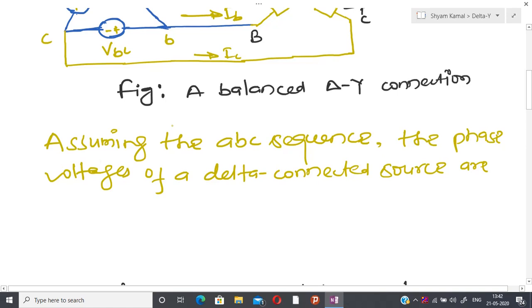In case of the delta, but if I define the same thing for the Y connection, then I am going to talk about VAN. Sometimes people mix the terminology. This is the terminology people use in the book, and due to that reason I am going to follow similar terminology. So here, that is the phase voltage of the delta connected source. It means that I am talking about this VAB. So please do not confuse VAB with VAN.